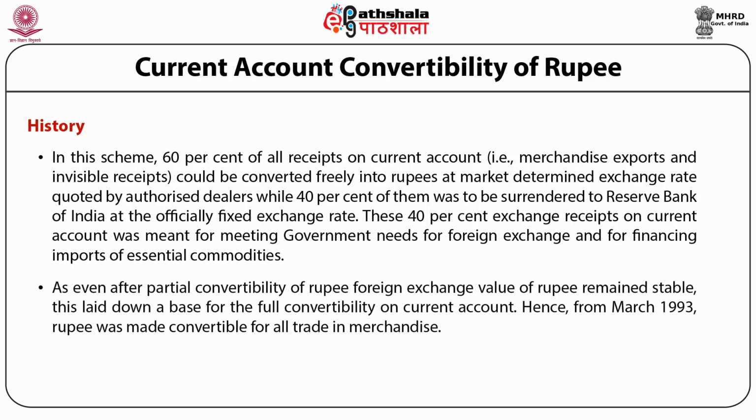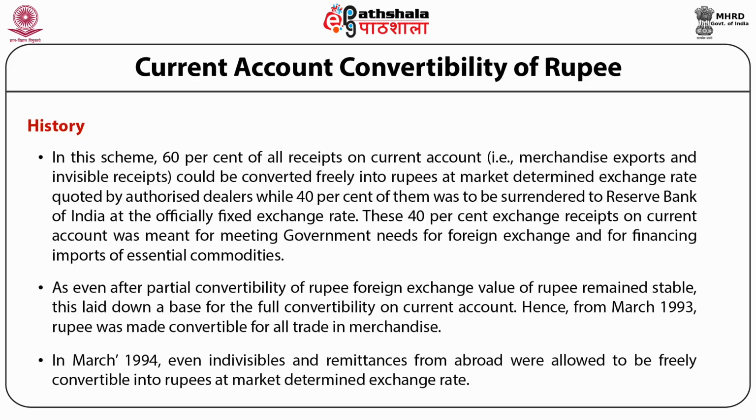Even after partial convertibility of the rupee, the foreign exchange value of the rupee remained stable. So this laid down a base for full convertibility on current account. Hence, from March 1993, rupee was made convertible for all the trade in merchandise. In March 1994, even the invisibles and remittances from abroad were allowed to be freely convertible into rupees at market exchange rates, but this does not mean that one can get any amount of foreign exchange for meeting one's needs.